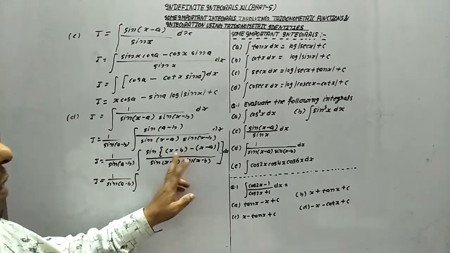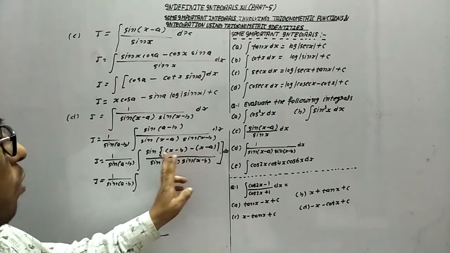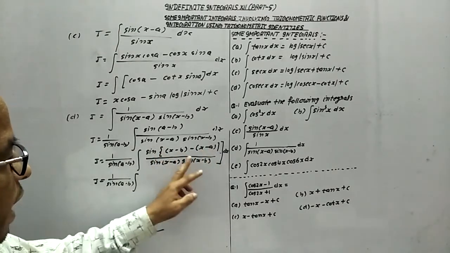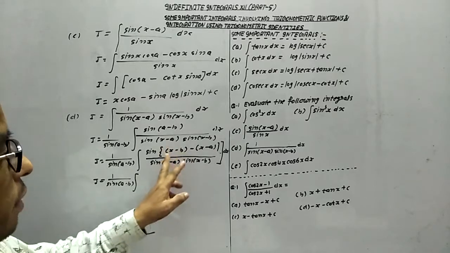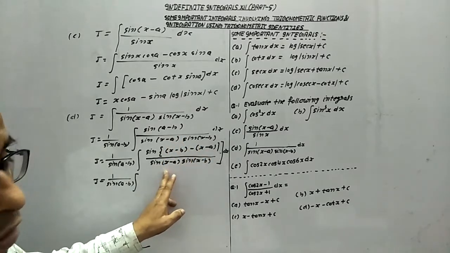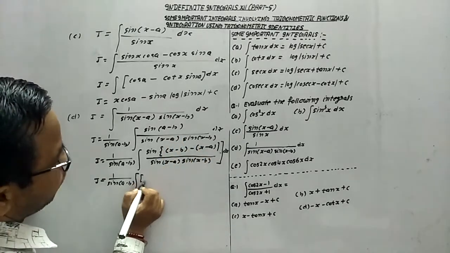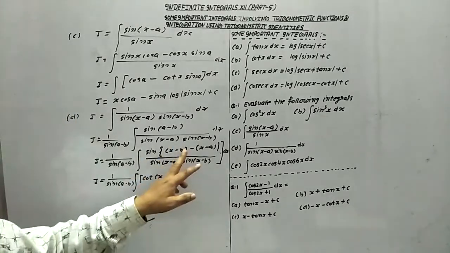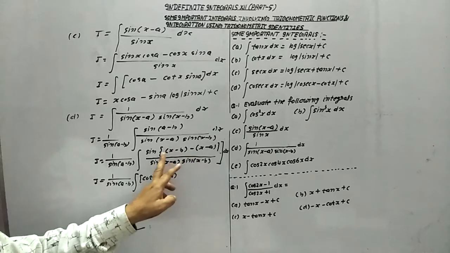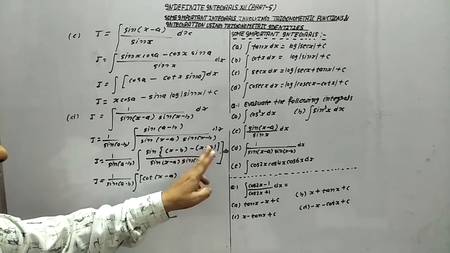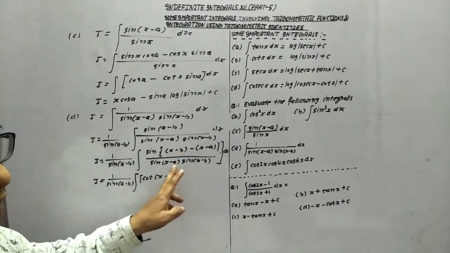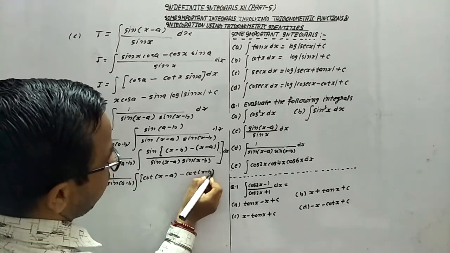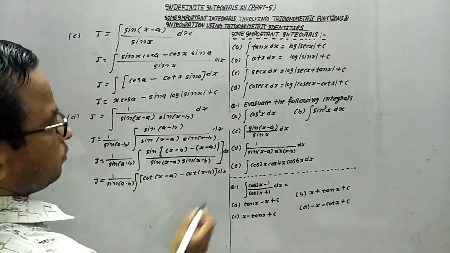I am writing directly here. I'll open the identity, because sin(a minus b) is sin a cos b minus cos a sin b. So sin a cos b means sin(x minus b) cancels out, and cos(x minus a) upon sin(x minus a) becomes cot(x minus a). Now in cos a sin b, cos(x minus b) and sin(x minus a) cancel out. This becomes minus cot(x minus b), and this is dx.